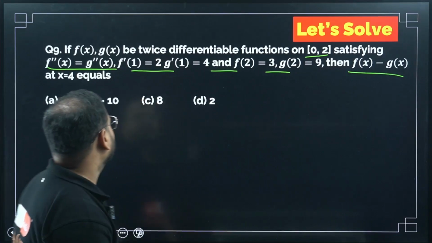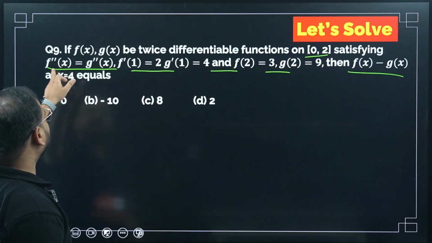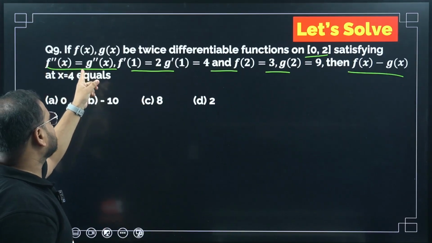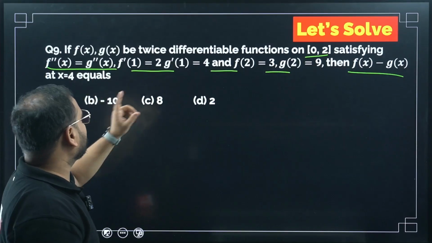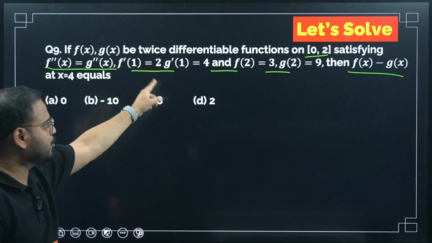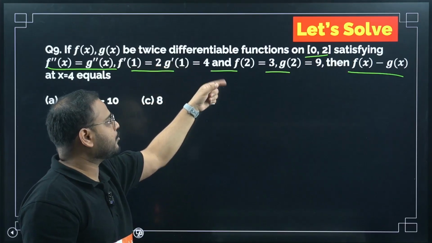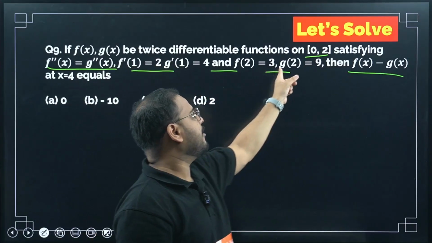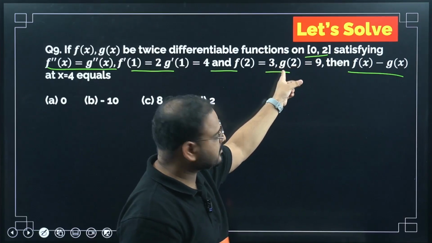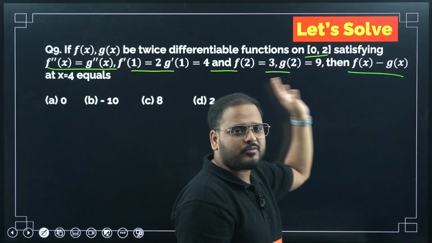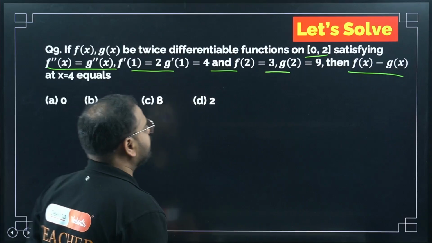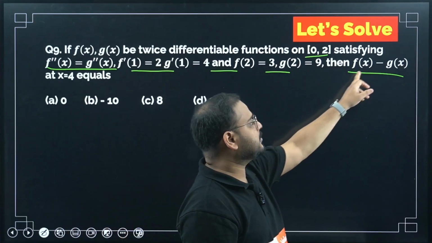No problem there. What they have given is that the second derivative of f is equal to the second derivative of g. Also, the first derivative at 1 is 2 for the first function f, and for the second function g, the first derivative at 1 is 4. They have also given the function value at 2 is 3 for f, and the function value of g at 2 is 9. We'll make use of all the given data, but we have to reach f(x) minus g(x).